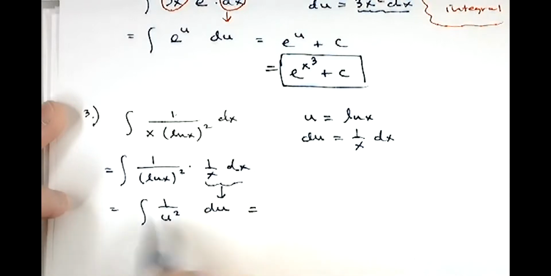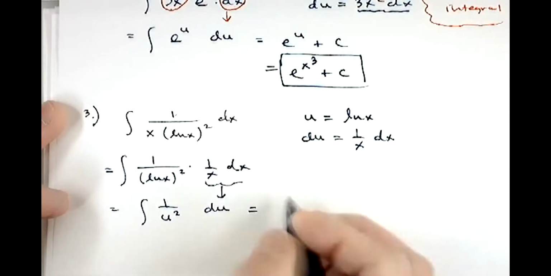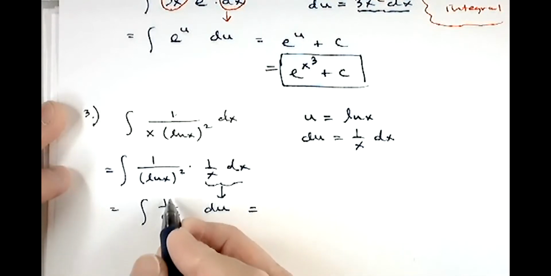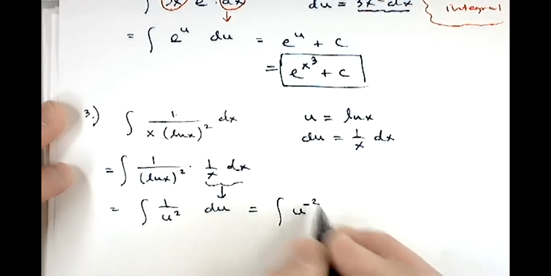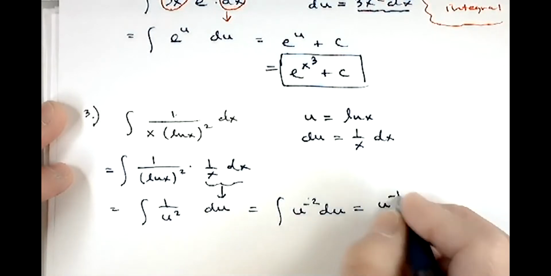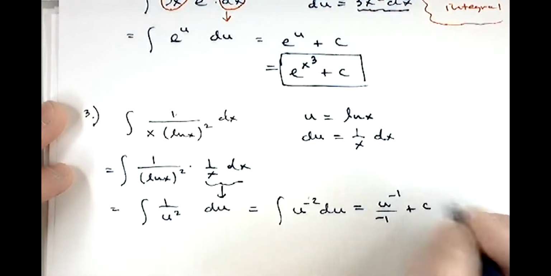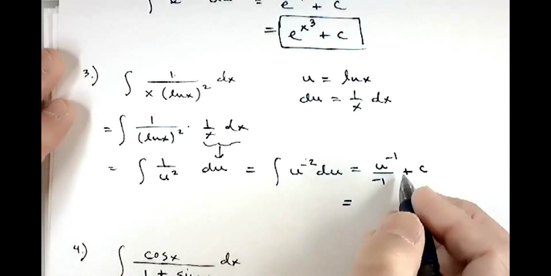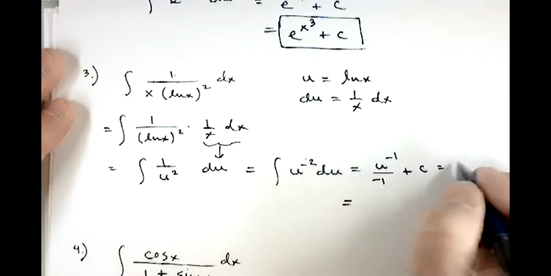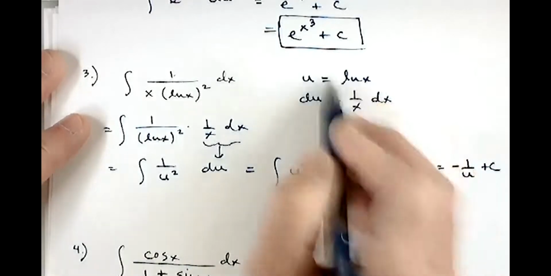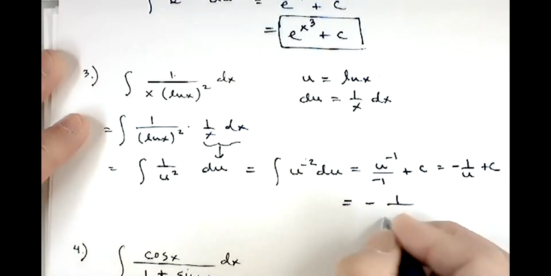Now I've converted it to u's and du's, so now I'm finding my antiderivative. We're going back to that technique. Remember, if you wanted to find the antiderivative of 1 over u squared, you want to make that u to the negative 2 du first, and then do your power rule where you add 1, divide by the same number. U to the negative 1 over negative 1 is the same thing as negative 1 over u, isn't it? Negative 1 over u. And then I would replace back with what u was equal to.